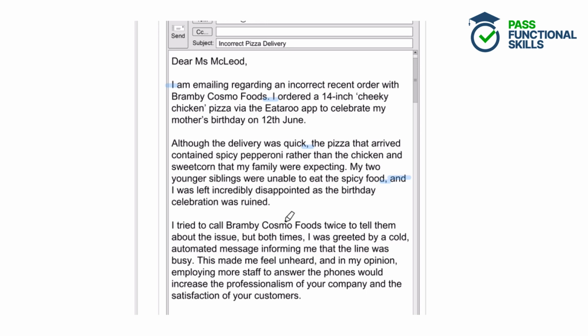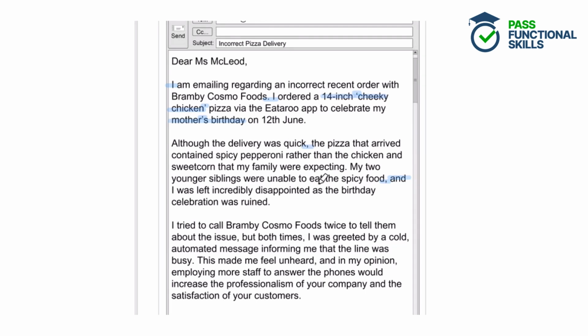What other punctuation have we got in here? Well, we have a hyphen. Now a hyphen draws two words, or in this case, a word and a number together. So we've got a 14-inch pizza, and 14 inches being used as a single word with a single meaning. We have some quotation marks around cheeky chicken because this is the name that the company has given to the pizza. It's sort of a nickname for it, and for any kind of nicknames or so-called items we need to be using these quote marks. We've also got an apostrophe that has been used. So for mother's birthday, the birthday belongs to the mother, so we need a possessive apostrophe here because she owns the birthday in a way.